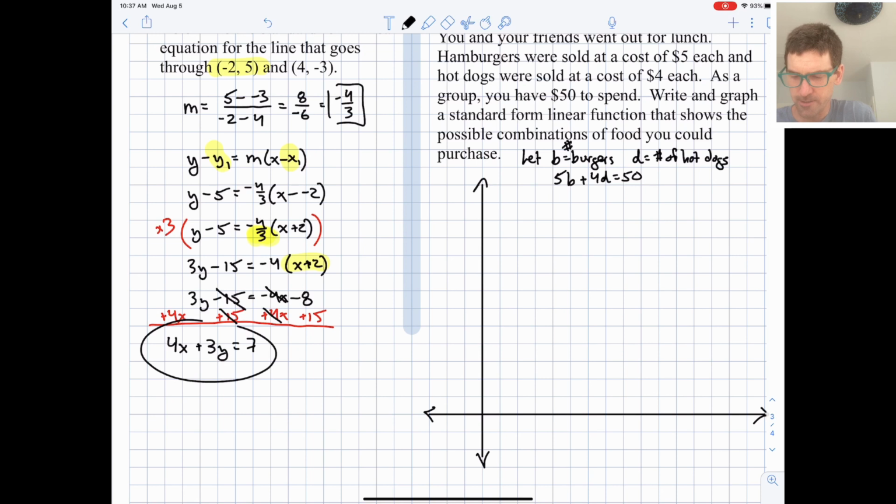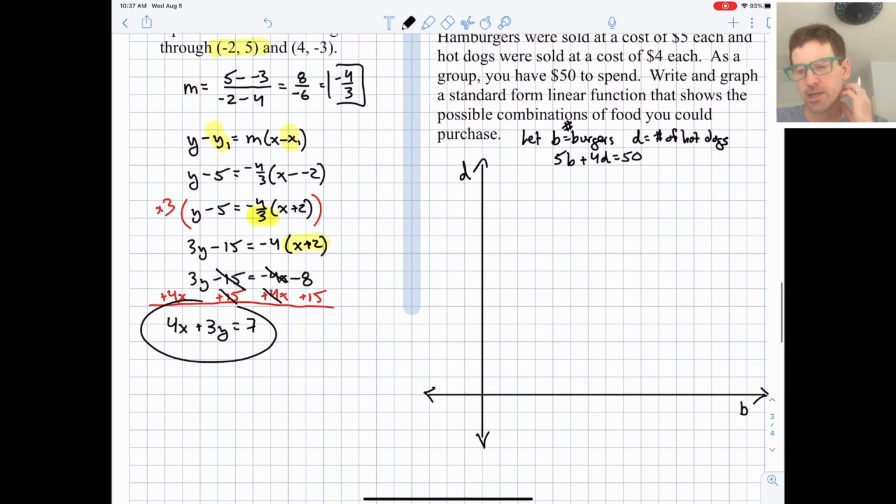Okay, let's make sure we're clear on what axes we're working with. Let's have this be our B axis, our burger axis, and this be our hot dog axis. And we're going to graph it up. And remember, the way of graphing these guys is to use the intercept method. So we're going to pretend first that we got 0 burgers and we just got hot dogs. So that means that this burger term disappears. So 4D is 50, which means D is 12.5.